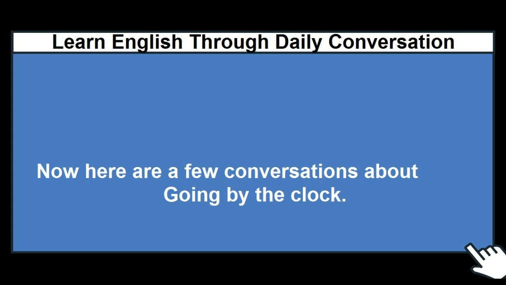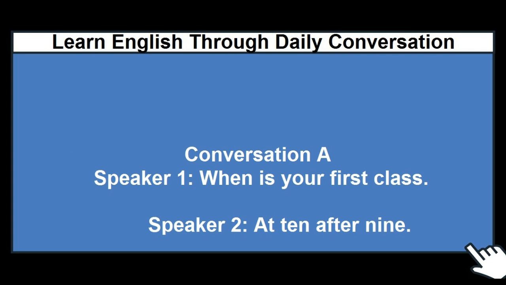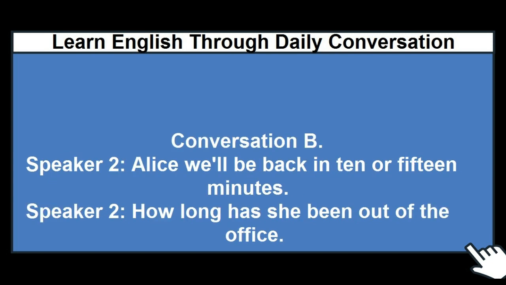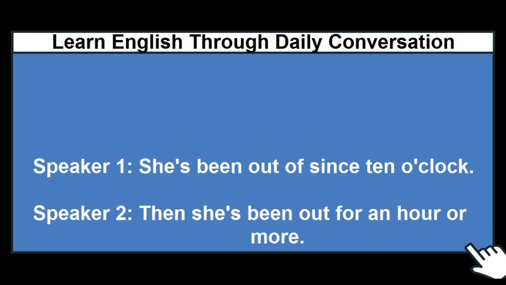Now, here are a few conversations about going by the clock. Conversation A. Speaker 1: When is your first class? Speaker 2: At 10 after 9. Speaker 1: When do you get back here then? Speaker 2: About 10 to 12. Conversation B. Speaker 1: Alice will be back in 10 or 15 minutes. Speaker 2: How long has she been out of the office? Speaker 1: She's been out since 10 o'clock. Speaker 2: Then she's been out for an hour or more.